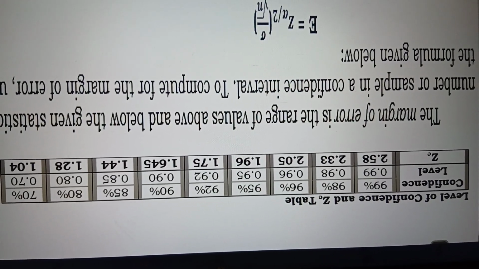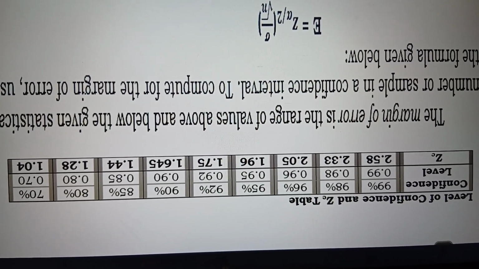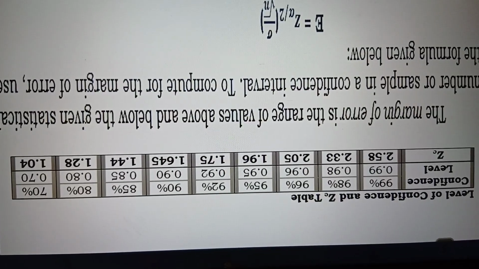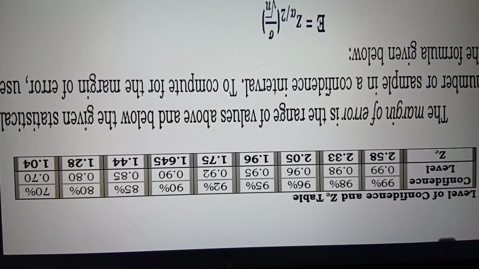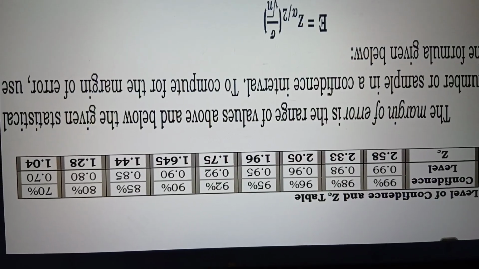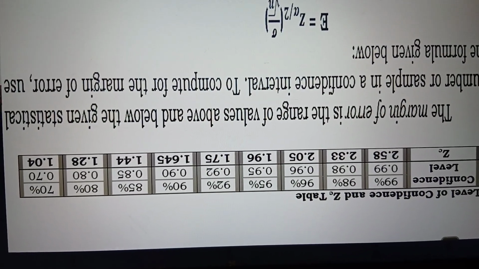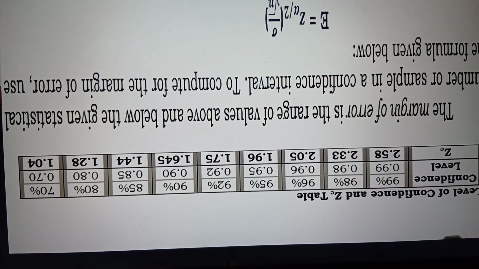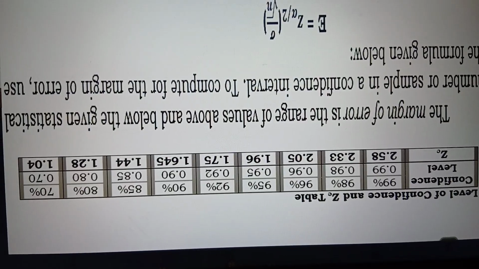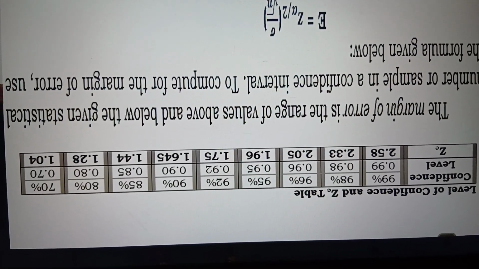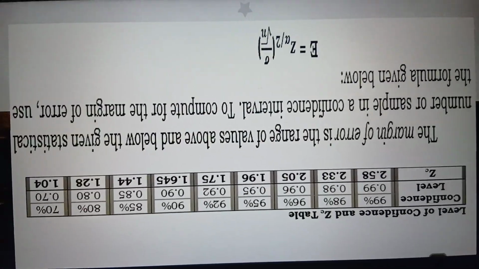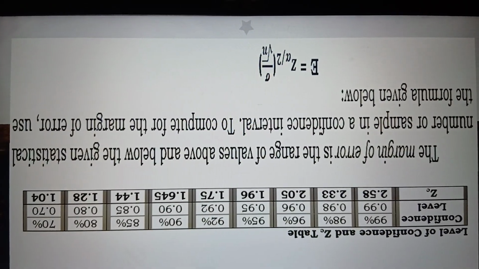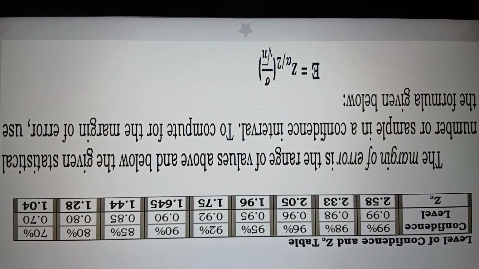96% is 2.05, 95% is 1.96, 92% is 1.75, and for 90% we have 1.645, the 85% is 1.44, 80% is 1.28, and 70% is 1.04. So let's begin the video discussion.